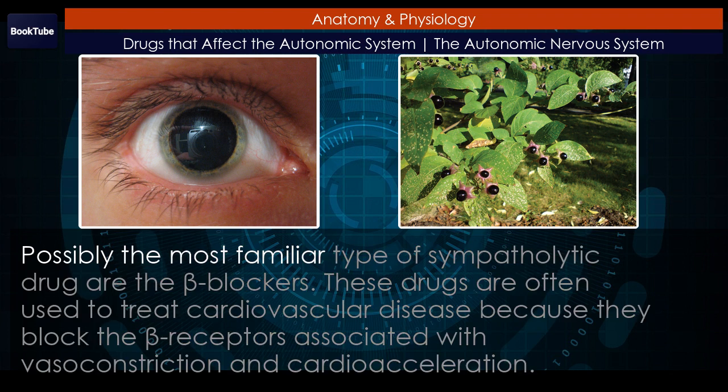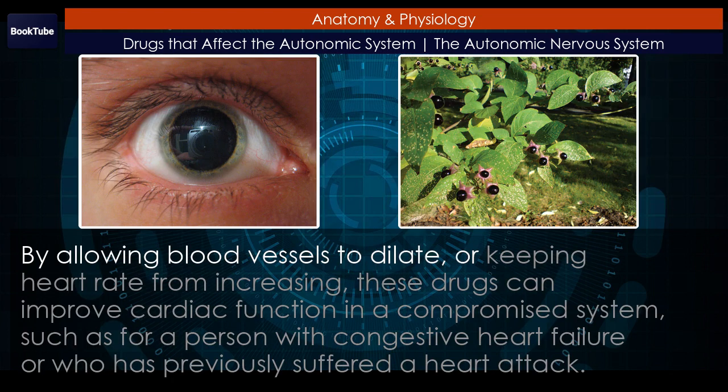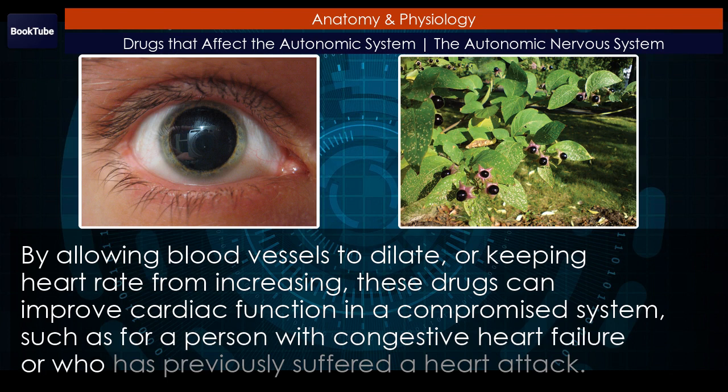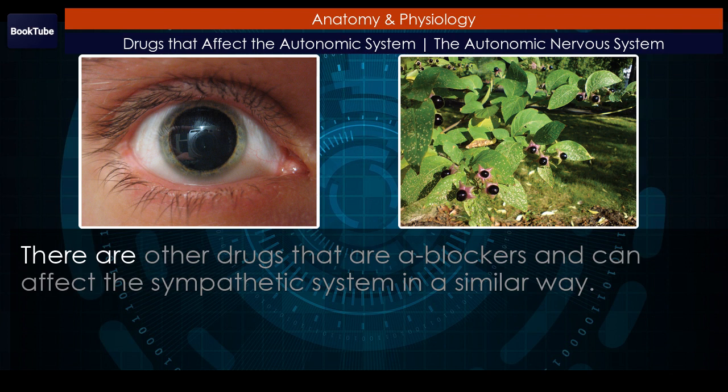Possibly the most familiar type of sympatholytic drug are the beta blockers. These drugs are often used to treat cardiovascular disease because they block the beta receptors associated with vasoconstriction and cardioacceleration. By allowing blood vessels to dilate, or keeping heart rate from increasing, these drugs can improve cardiac function in a compromised system, such as for a person with congestive heart failure or who has previously suffered a heart attack. A couple of common versions of beta blockers are metoprolol, which specifically blocks the beta-2 receptor, and propranolol, which nonspecifically blocks beta receptors. There are other drugs that are alpha blockers and can affect the sympathetic system in a similar way.